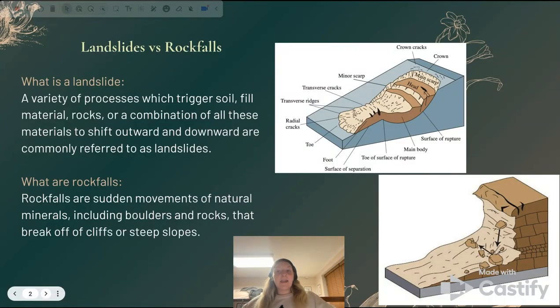So what's the difference between the two? A landslide is a variety of processes which trigger soil, fill material, rocks, or a combination of all of these materials to shift outwards and downwards. These are commonly referred to as landslides, and rockfalls are sudden movements of natural minerals, including boulders or rocks that break off of the cliffs from steep slopes. The top picture is of landslides, and the bottom picture is of rockfalls.